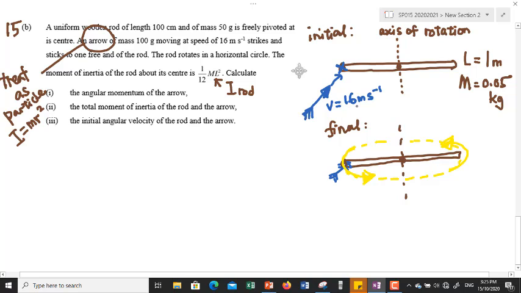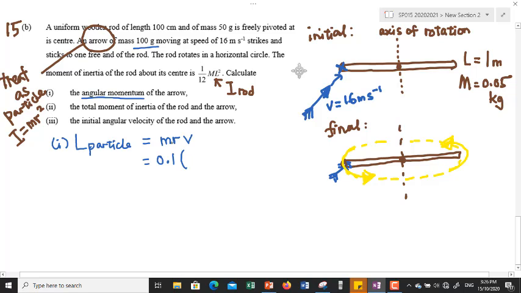Then this arrow is moving with a speed of 16 meters per second. So we want to find the angular momentum. If you refer to the first video the teacher gave, the angular momentum for a particle, since we treat the arrow as a particle, will be mRv. The m is the mass of the arrow. The mass of the arrow is 100 grams. Changing 100 grams to kg, it will be 0.1 kg.